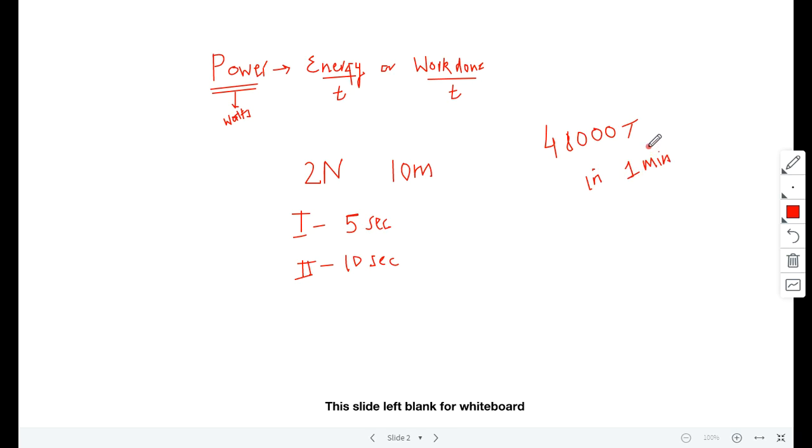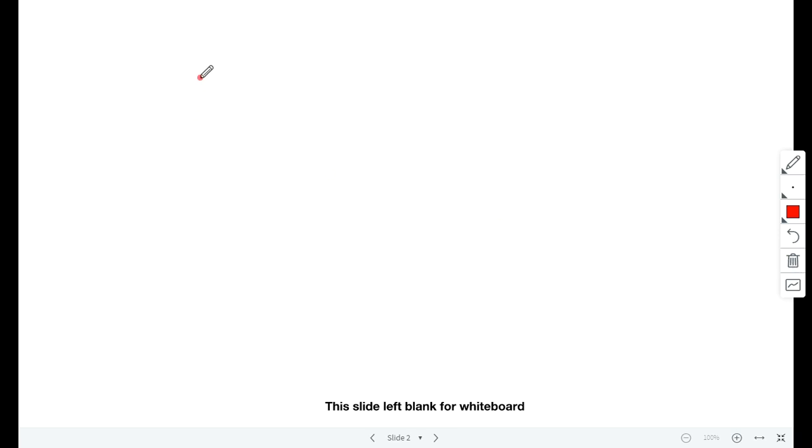Yes, so you have to convert this into seconds. So that is 60 seconds. So then 48,000 divided by 60. So it is 800, sorry, yes, so it's 800 watts. Now there's efficiency.